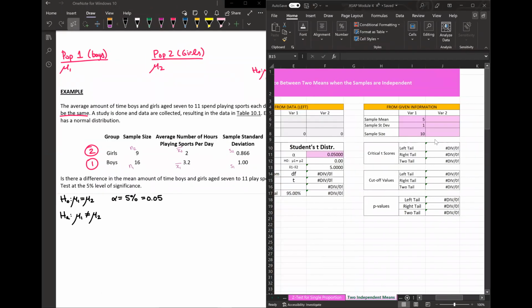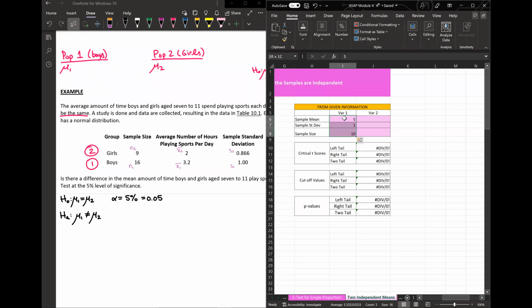So in particular, you want to use this entry area over here. For our population 1 can be boys. We're going to have a sample mean for boys of 3.2. We have a sample standard deviation for boys of 1.0. And then our sample size for the boys was 16. And again, it doesn't matter what order you put this in, as long as you set up your alternative correctly based on how you've labeled your populations and samples. Okay, so the other sample mean was 2 for the girls. Sample standard deviation was 0.866, and then sample size 9.